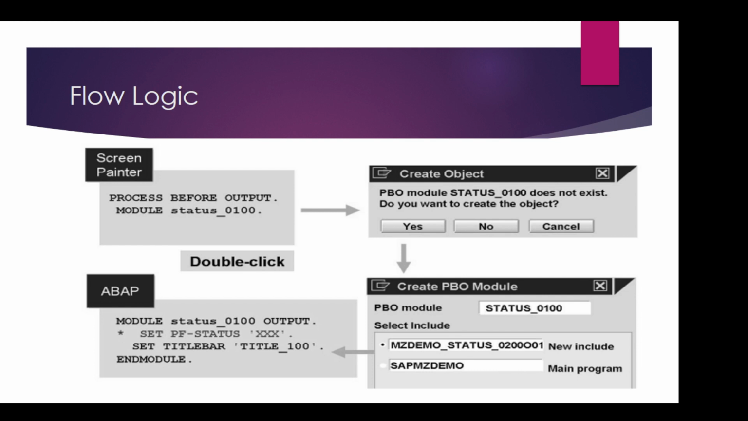This is a standard thing, and this is fixed from SAP. Here it is. So this module is setting the title bar to the title 100 and then end module. So this is a simple flow logic of a screen which is setting the status of a screen. So let's get straight to the system and find the demo of the flow logic.